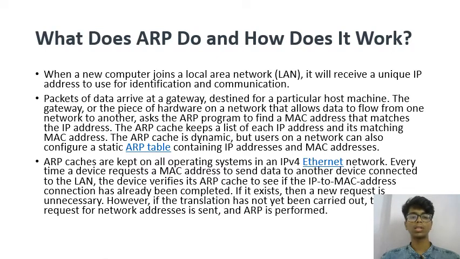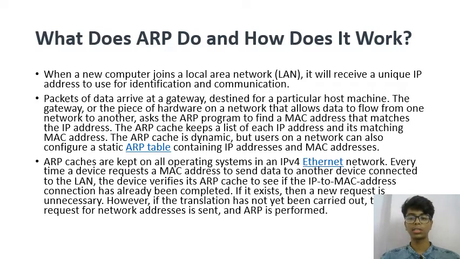Address Resolution Protocol caches are kept on all operating systems in an Internet Protocol version 4 Ethernet network. Every time a device requests a media access control address to send data to another device connected to the local area network, the device verifies its Address Resolution Protocol cache to see if the IP to MAC address connection has already been completed.